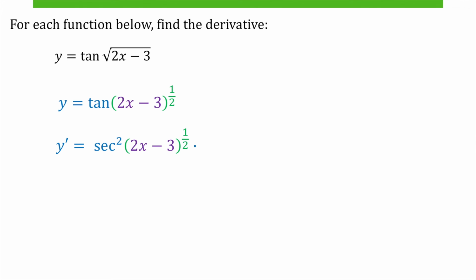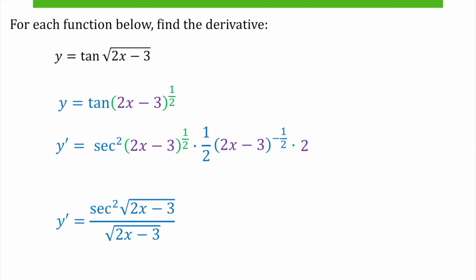Then the green function, something to the 1/2, we'll bring the 1/2 forward, keep the inside the same, drop the exponent by 1, and then finally the derivative of the inside. And if you really want to clean that back up and put the radicals in, this is what it would look like. So that's the chain rule.